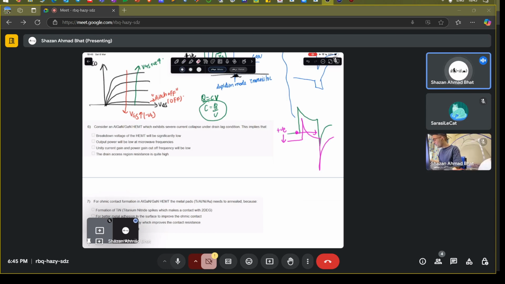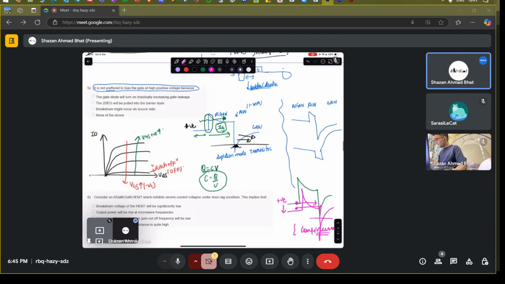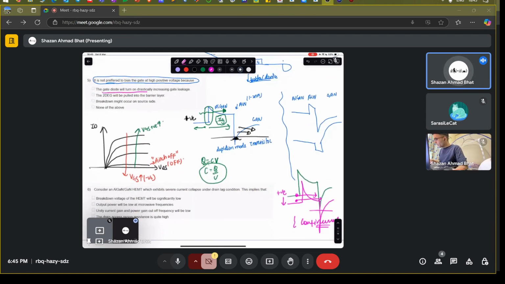And this can also happen if you apply a huge negative voltage, so that we have basically talked about in the previous cases. But you see that this particular barrier will increase. I should say the confinement will go on increasing, and there will be huge 2DEG density because now the bending has increased. So the 2DEG density will also go on changing accordingly. So the diode will turn on, drastically increasing the gate leakage.